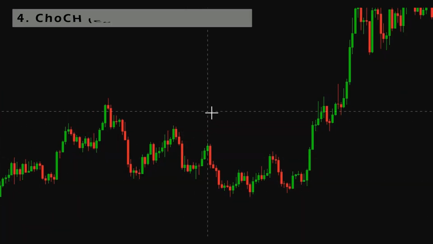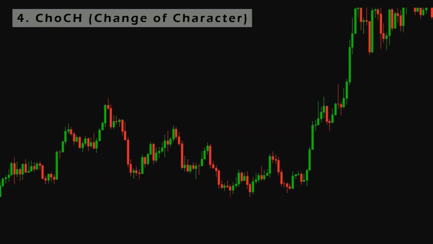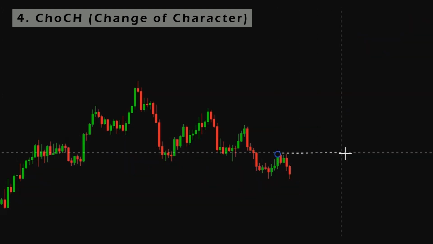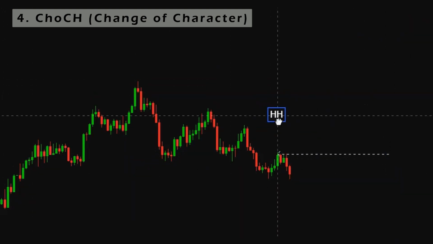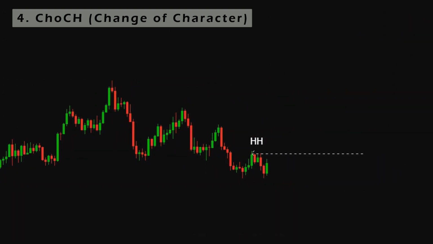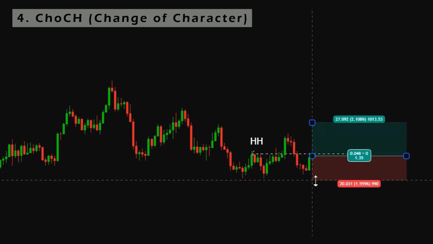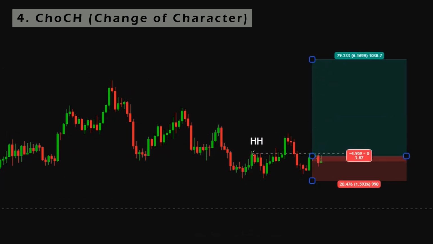Oh, and real quick, keep an eye out for the CHOCH, the change of character. That's when the market structure suddenly breaks, higher highs, higher lows flip, or lower highs, lower lows break. It's usually your very first warning that a reversal is coming in hot.